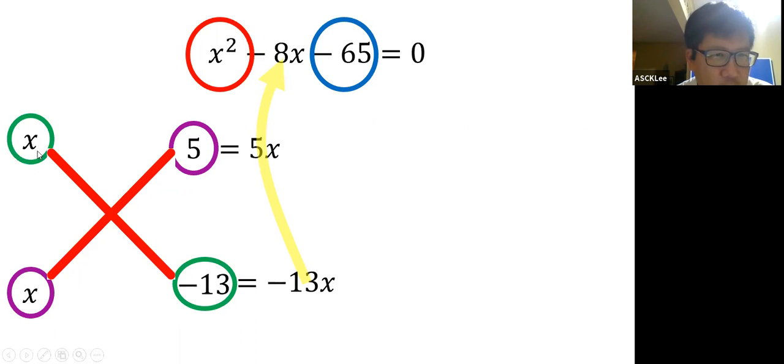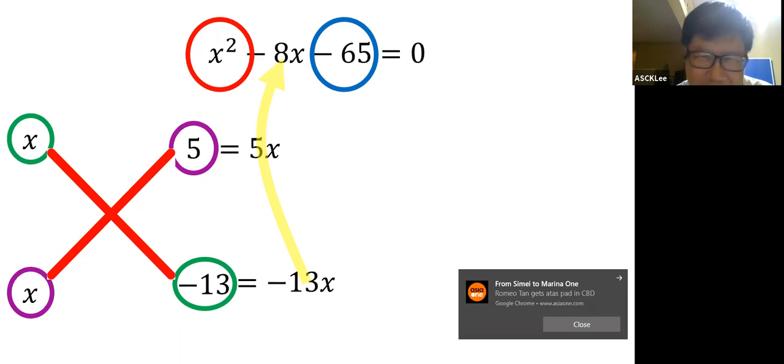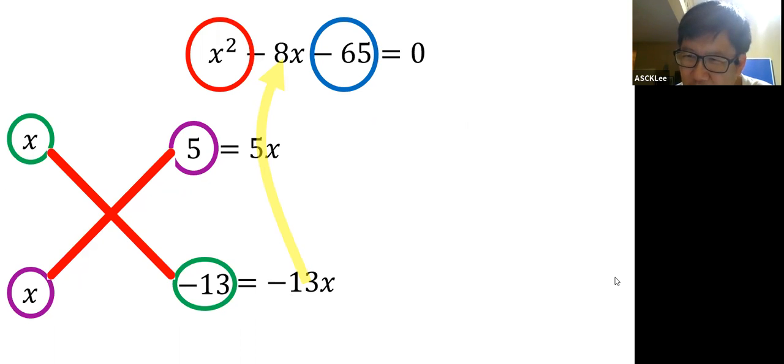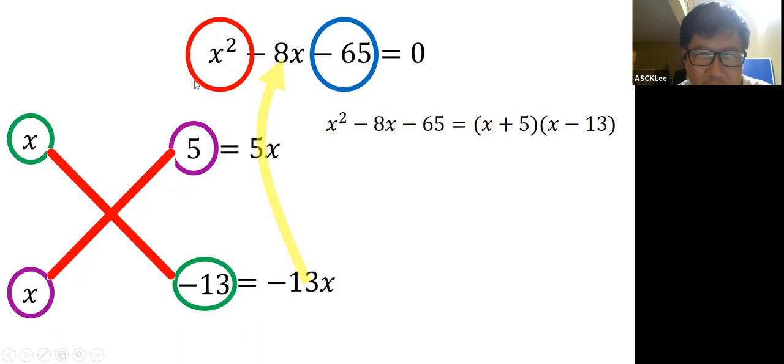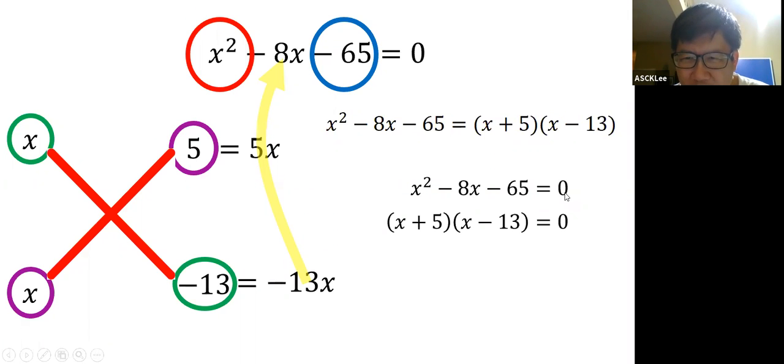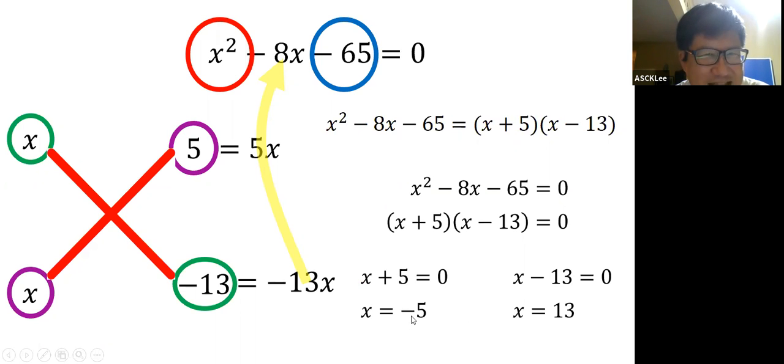You do get it. So here your factors are x plus 5 and x minus 13. These are your two factors, okay? So here, let's write this quadratic expression in terms of its factors. Revisit the question, replace the left side with your factors, and apply the zero product property. And you get as your solutions minus 5 and 13.